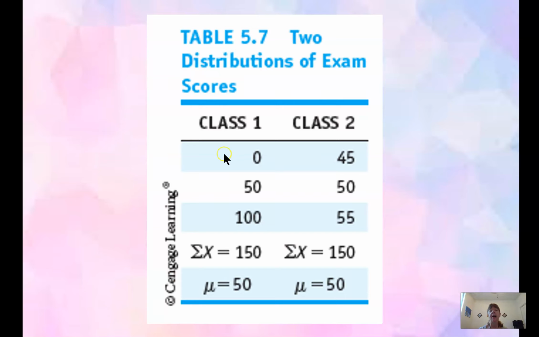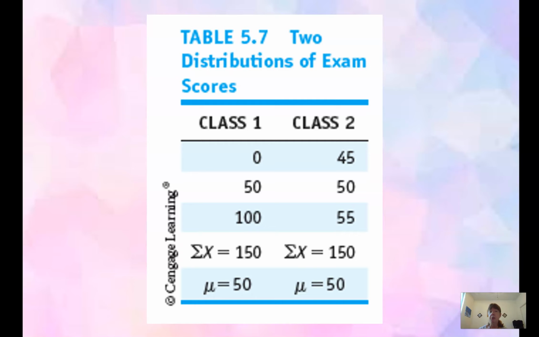Suppose we have 2 classes with 3 people in each class. In class number 1, we give a test, and in class number 1, there's one person who scores 0, one person scores 50, and one person scores 100. If you calculate the mean of those 3 numbers, you will get that the mean is 50. In the second class, one person scores 45, one scores 50, and one scores 55. If you calculate the mean of those 3 numbers, again, we get a mean of 50. So these 2 classes have the same mean. If we only looked at the mean, we would think these 2 classes are equal.